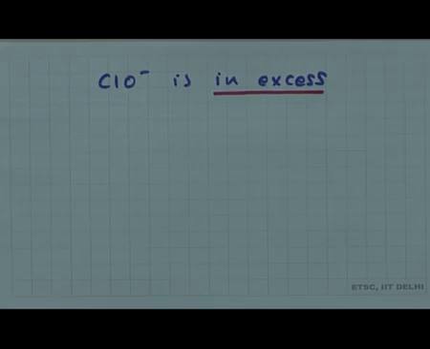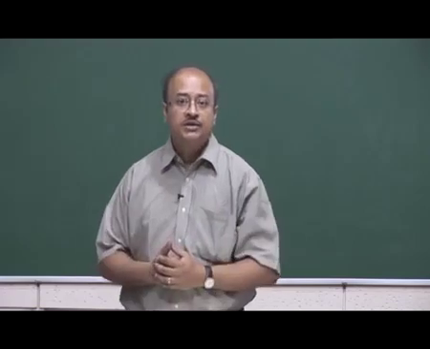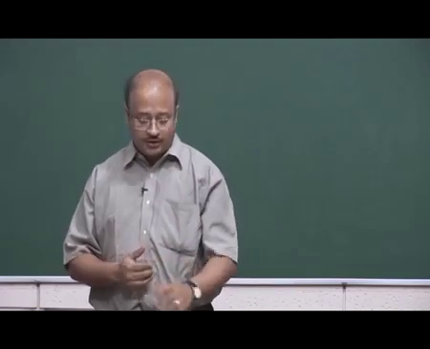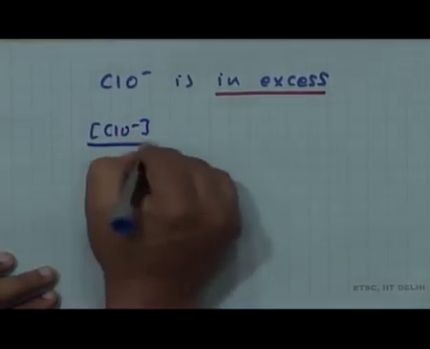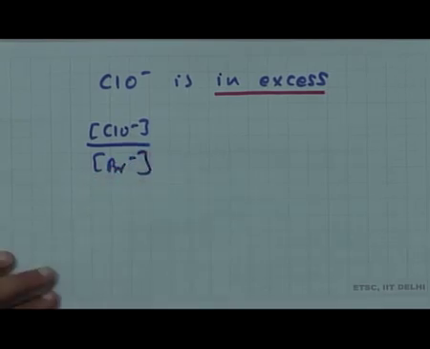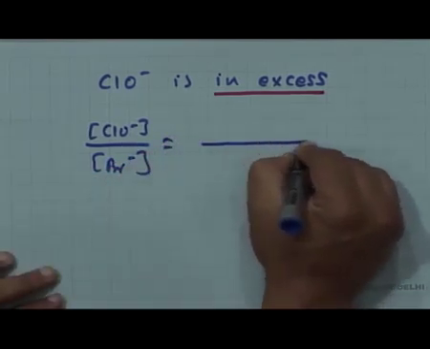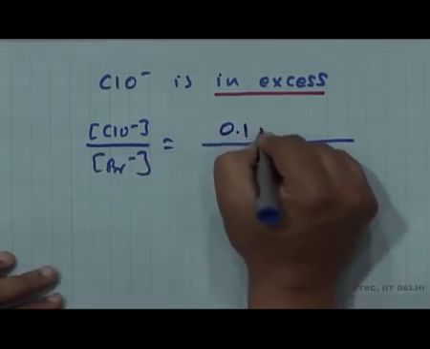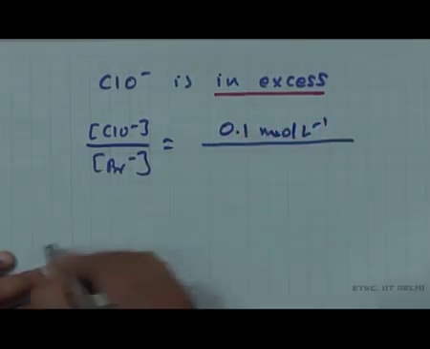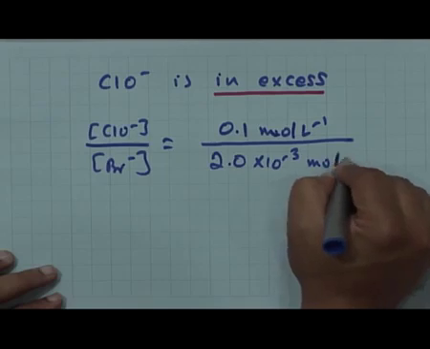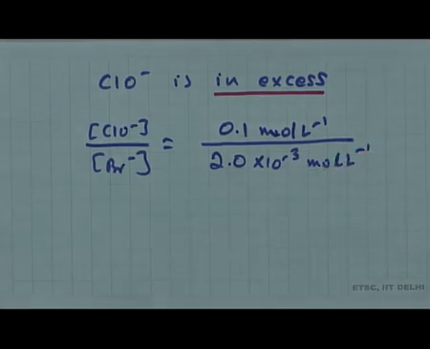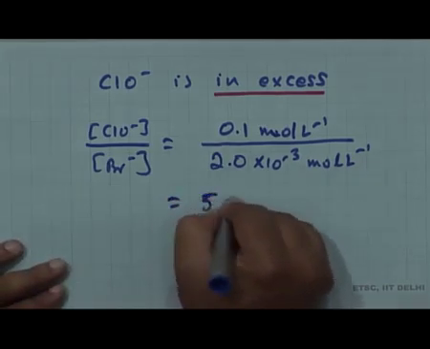Now, how much excess? Again, that is a very valid point. That is the next logical question you are going to ask. What is the factor in terms of the concentration difference? So, let us do that. The concentration of ClO minus over Br minus is equal to 0.1 moles per liter over 2.0 times 10 to the power minus 3 mole per liter. You do the math, it is very easy, you will see that this ratio comes to 50.